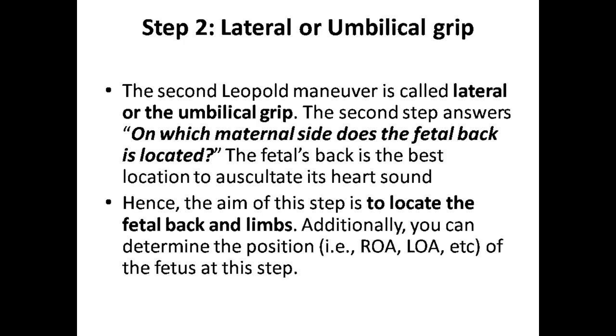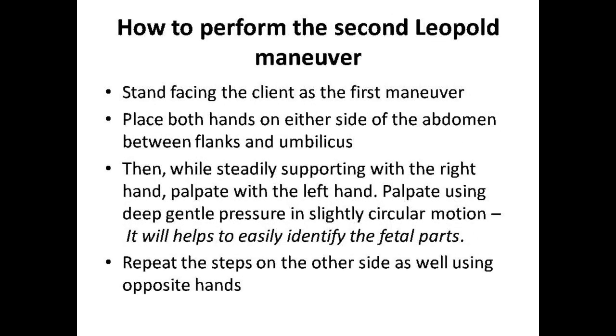If you are identifying the fetal back on one side, it is obvious that the other side contains the fetal limbs. Additionally, you can also determine the position, like right occiput anterior, left occiput anterior, etc., of the fetus at this step. So here you are going to mainly locate the back of the fetus, which helps to identify the fetal heart rate, or you can auscultate the heart rate of the fetus by locating the fetal back. If we locate the fetal back on one side, the other side contains what? The fetal limbs. Next we'll see how to perform the second Leopold maneuver.